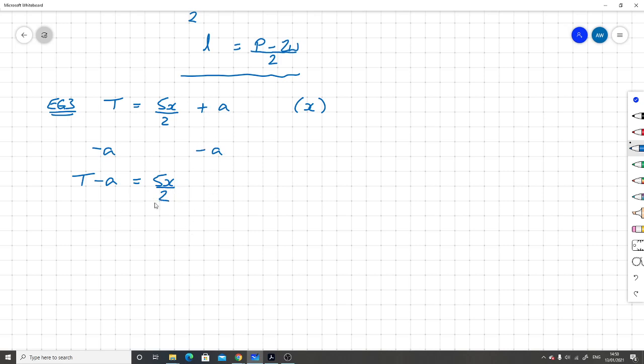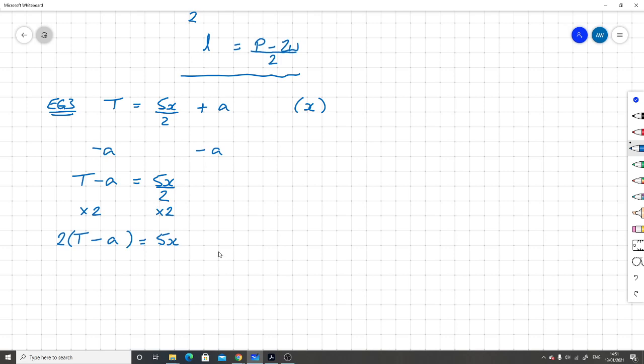Now let's get rid of the divide by 2. How do we get rid of divide by 2? We multiply by 2. Do it that side, do it that side. Now because you've got two things to multiply by 2, you need to put them in brackets. T minus A. Okay? And you times this by 2, it cancels out the divide by 2, leaving behind 5x.